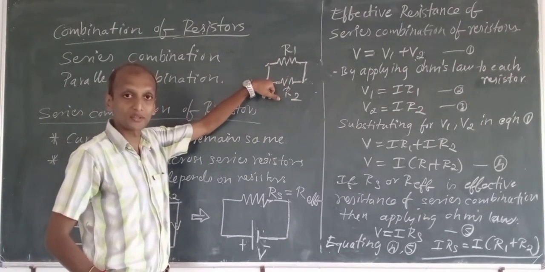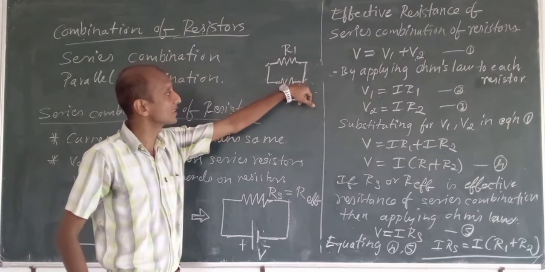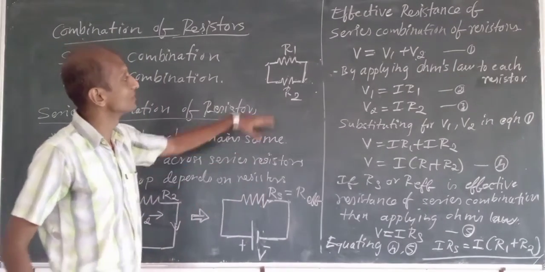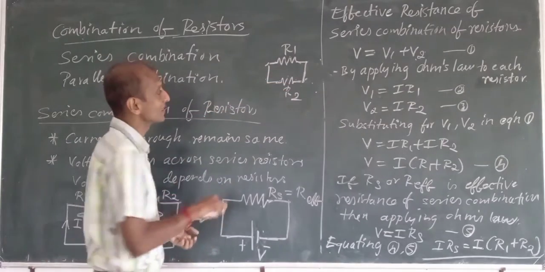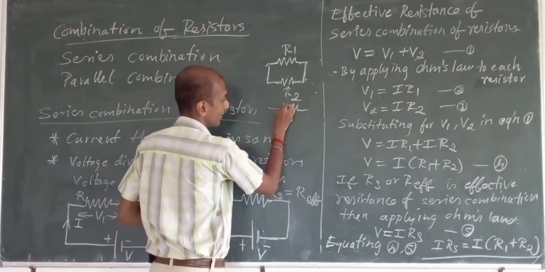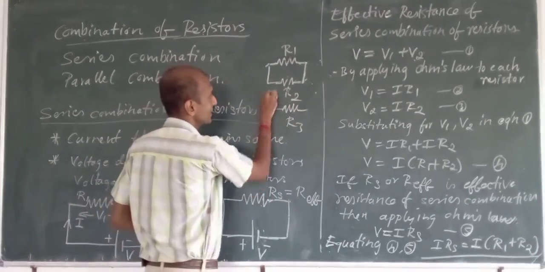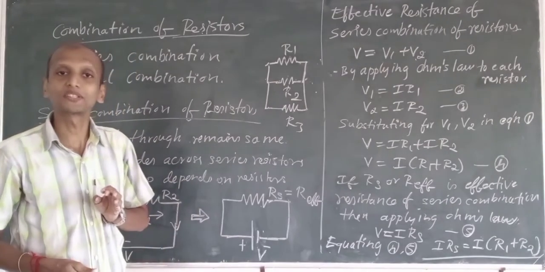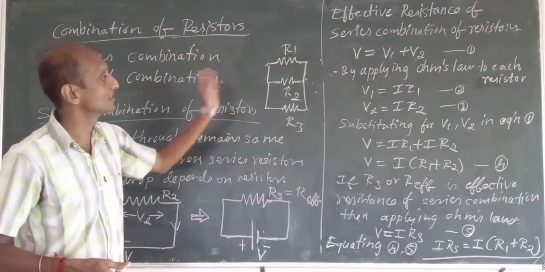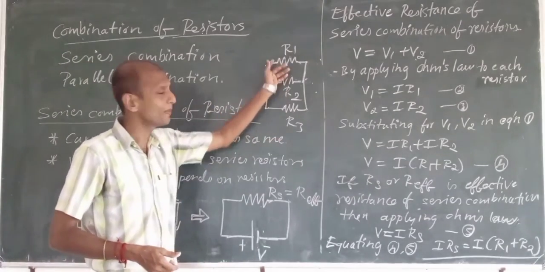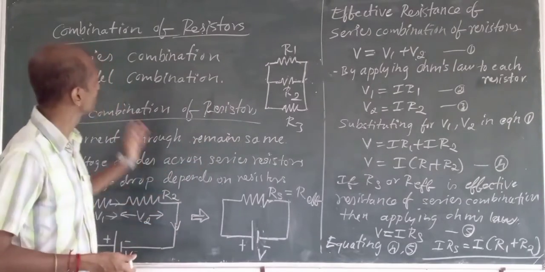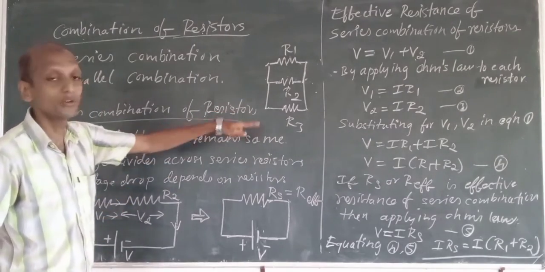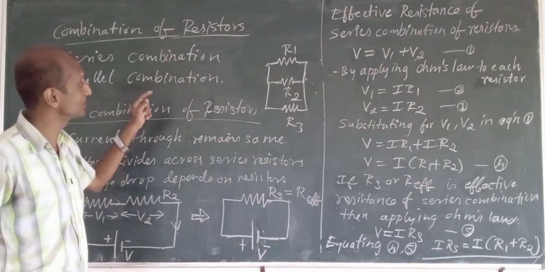One end of one resistance is connected to one end of the other resistance, and the other end is again connected to the other end of the other resistance. This is what is called parallel combination of resistors. If I have another resistor R3, I can connect this R3 again to this one. Now R1, R2, R3, all three are in parallel, or parallelly connected to each other. So series is end-to-end connection, and parallel is where both the ends are connected together. This is how I have to go for the series combination and parallel combination of resistances.